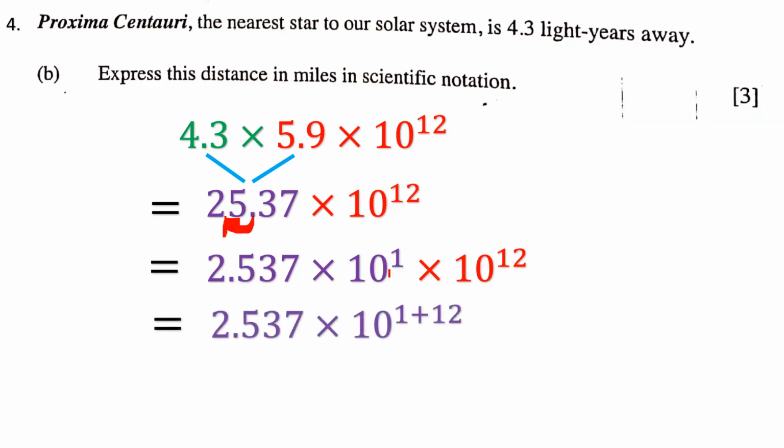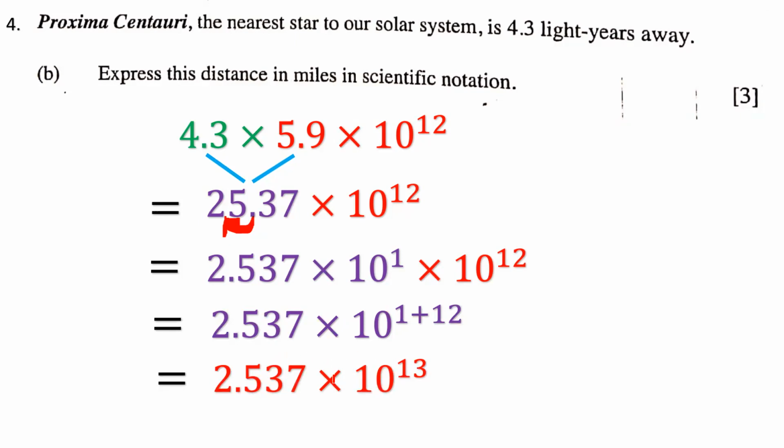So it's going to be 2.537 times 10 to the power of 1 plus 12. And that's 2.537 times 10 to the power of 13. And so this is in scientific notation because this number is not bigger than 10, and it's not lower than 1, and times 10 to the power of 13, this is good. It is 10 to the power of an integer, and so it is in scientific notation.